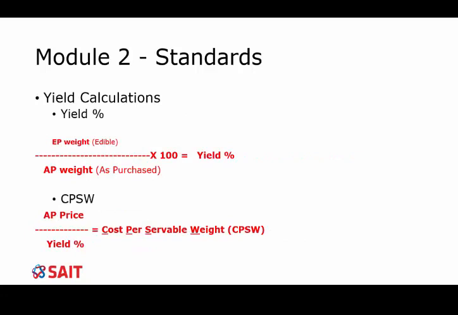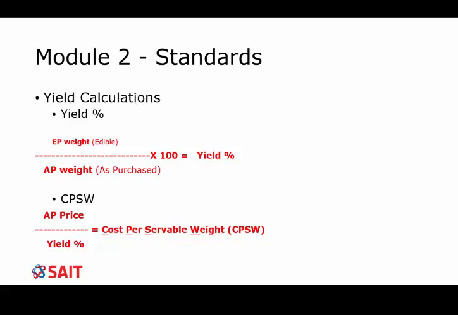The next thing we looked at is our yield calculations. We did quite a bit here. We looked at our yield percentage. So this is our edible weight divided by our as purchased weight to give us our yield percentage, or the amount of product that is remaining after we've rendered and prepared and cooked the product. It gives us the servable amount, if you will.